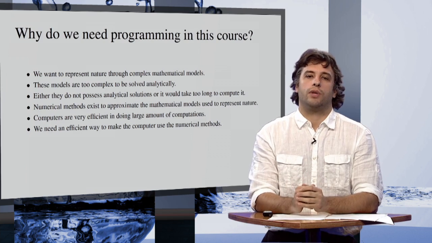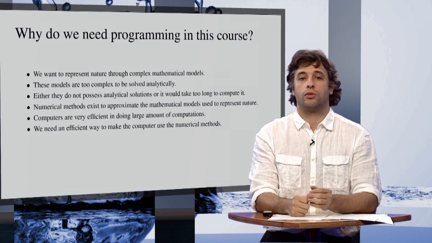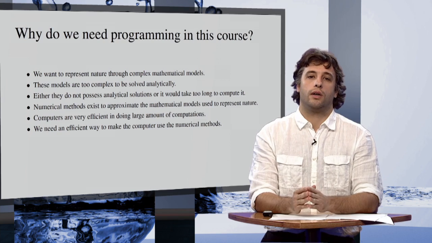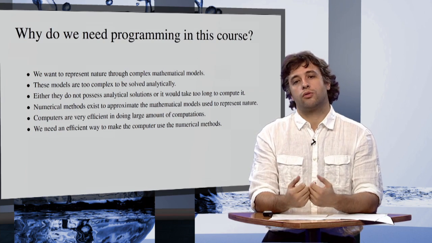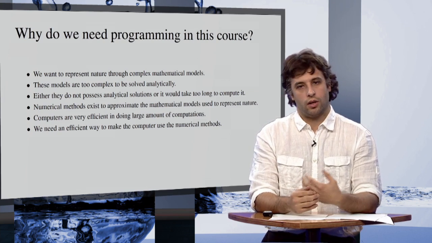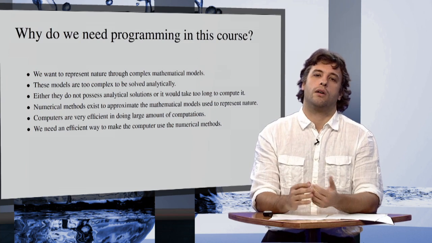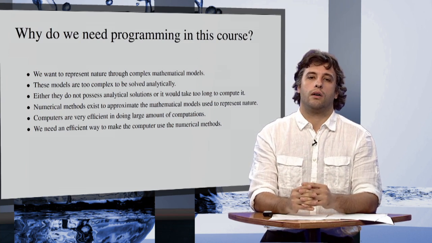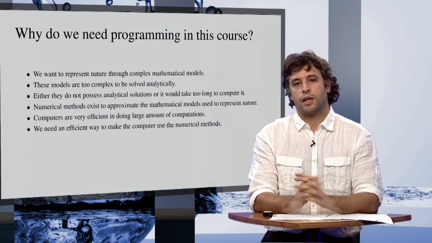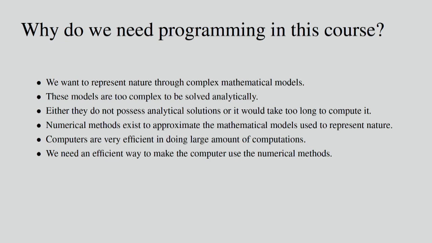So what can we do? The first step is to use a numerical method to approximate our mathematical model. These allow us to transform a very complex system into something that is still complex, but is really only a system where we need to do a large amount of computations. This is exactly what computers are good at. We can give the computer a huge amount of computations to do, and it can do it very fast.